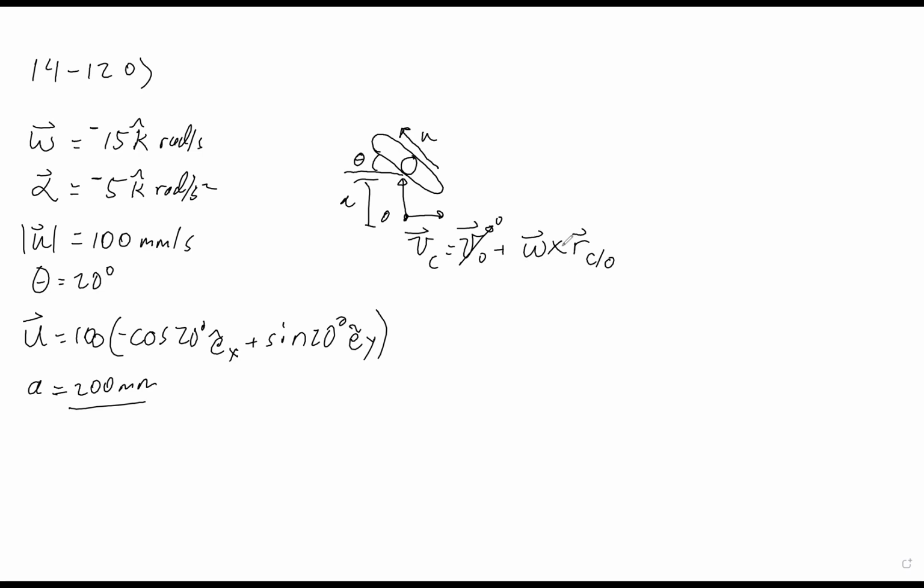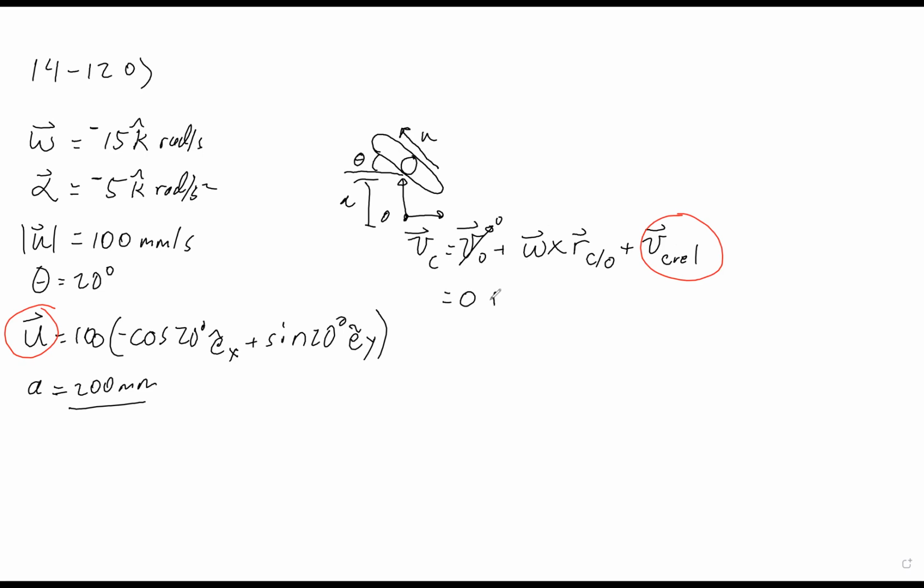So this omega cross r is not going to be 0, right? Plus the velocity of c relative to the rotating axis, and we just found that that is u. So this vector and this vector are the same value. Okay, so let's actually throw some numbers in here.